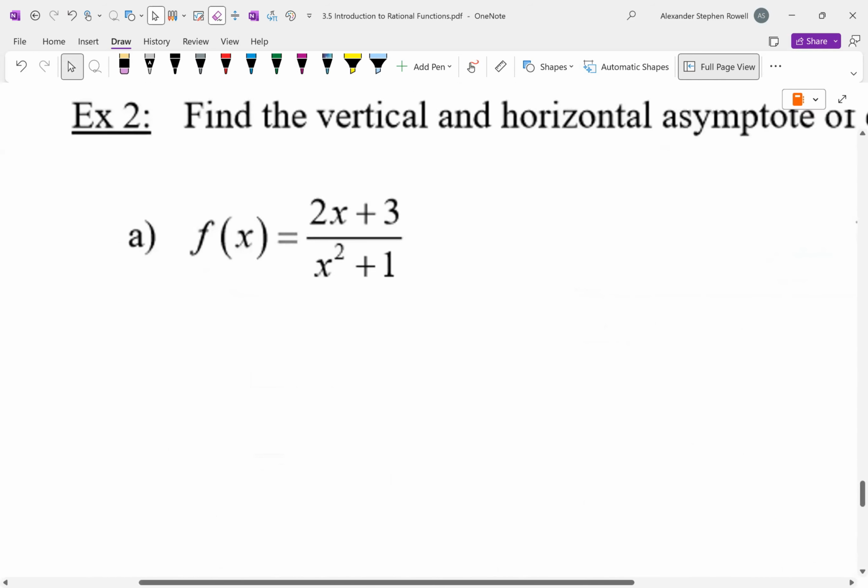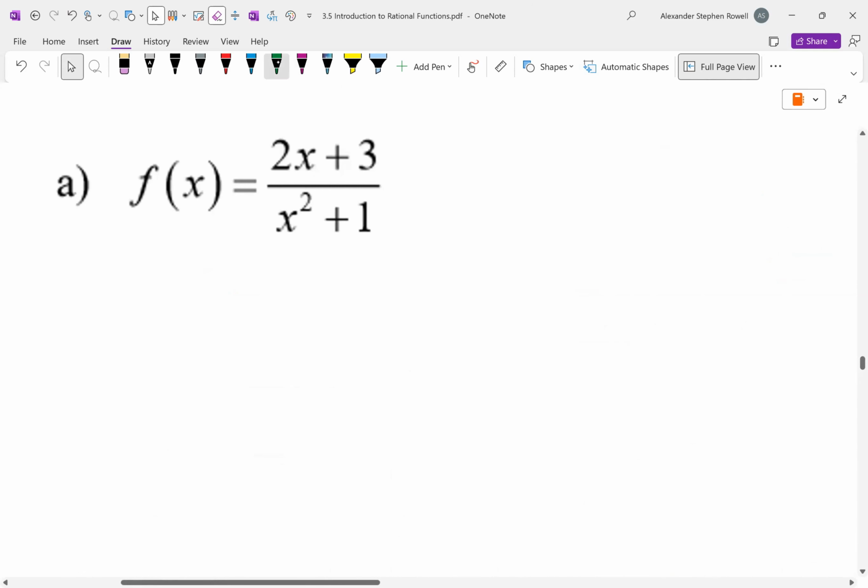Okay, for instance, on this problem, I could plug in a large value of x and see that only the lead terms matter because 2 times 1,000,000 is way bigger than 3. You agree with that? Okay, what about here? 1,000,000 squared is way bigger than 1. Right? And then when I plug in a trillion, it's even that much bigger. So the point is, we only care about the lead term when we're talking about far right and far left behavior.